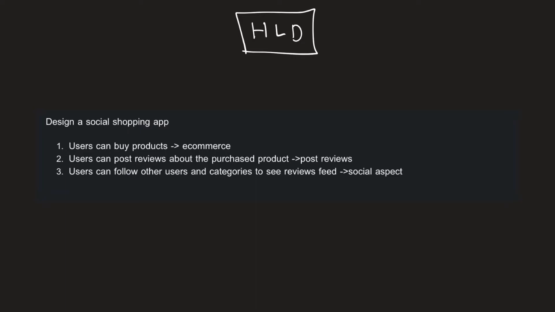The question is, design a social shopping application. So this is the requirement, and he also mentioned 3 points. The first is that users can buy products. This is one of the things, so you can take it like an e-commerce. Then the second point the interviewer mentioned was, users can post reviews about the purchased products. So again, you can take these 2 points as an example, like Amazon.